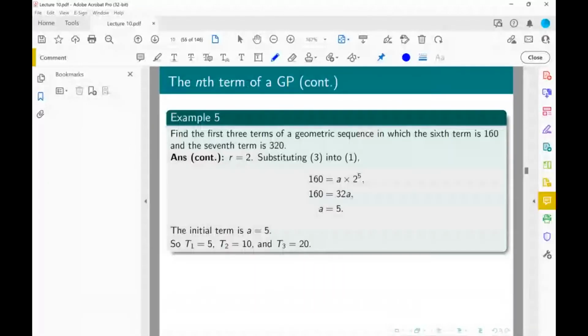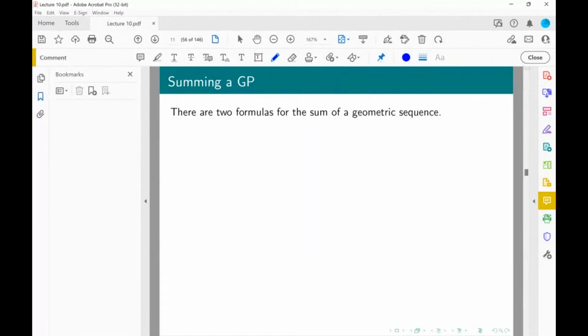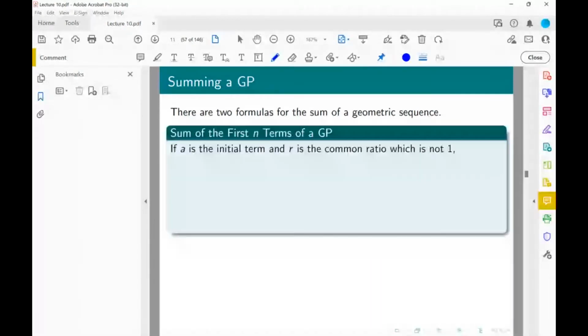Okay, so if we're happy with these sorts of questions, same with APs, we can actually find a general formula for the sum of a geometric series. The sum of the sequence, which is a series. The idea is if we have an initial term A and a common ratio R, which is not 1, then we can express it in either of these two formulas.